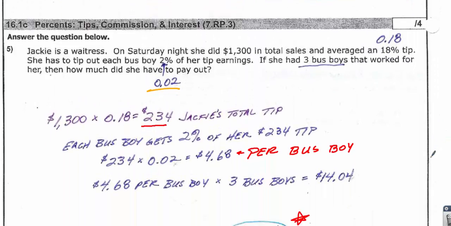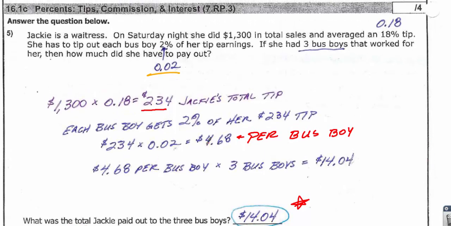All right, finally, our tip question. So Jackie the waitress, she earns tips. She turns around and pays the busboys from her tips. Why? Because she knows if they do a good job and they get tables cleaned off faster, she can get more customers seated. More customers mean more sales mean more tips for her.